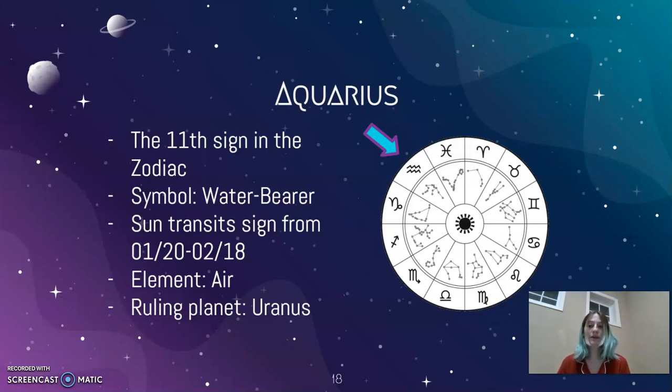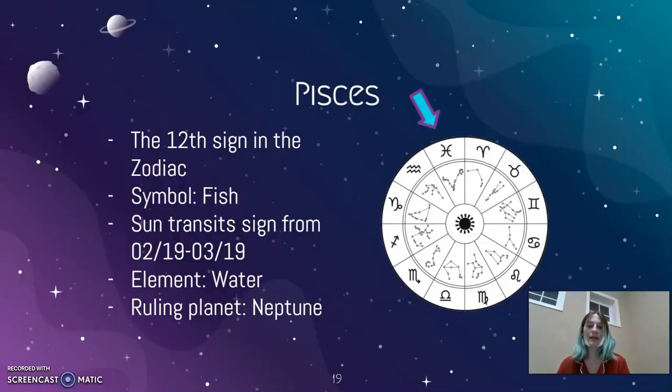Aquarius is the 11th sign. The symbol is the water bearer or just water. Transits January 20th to February 18th. Element is air. Ruling planet is Uranus. And lastly, Pisces is the 12th sign. The symbol is fish. Transits February 19th to March 19th. The element is water and the ruling planet is Neptune. So those are kind of the basics.